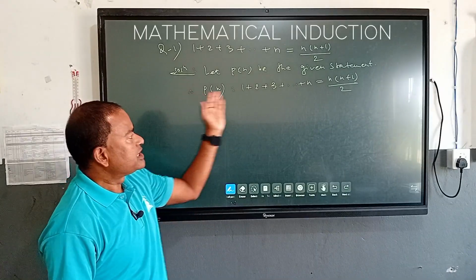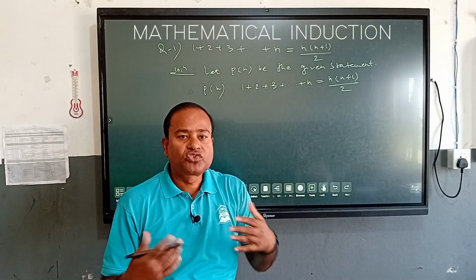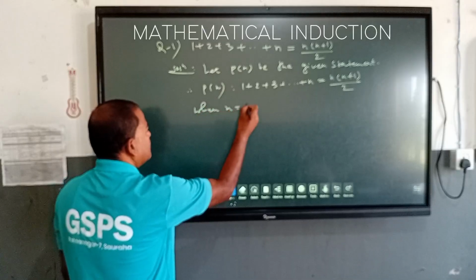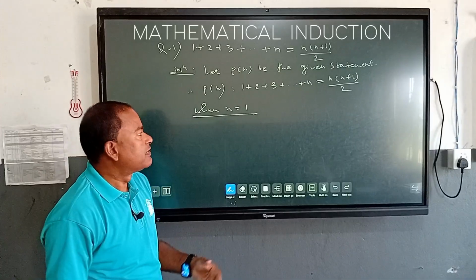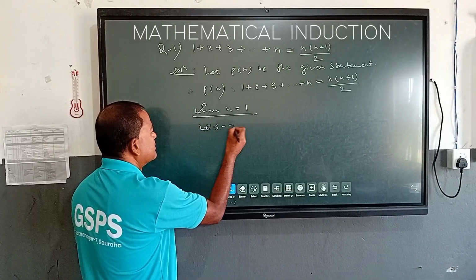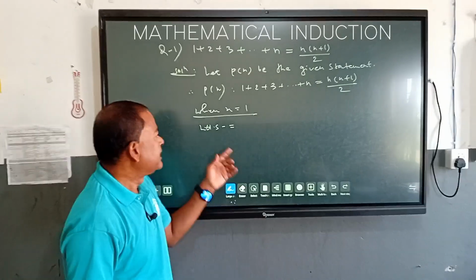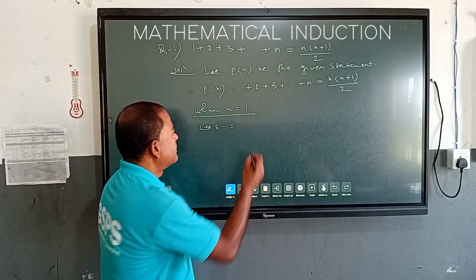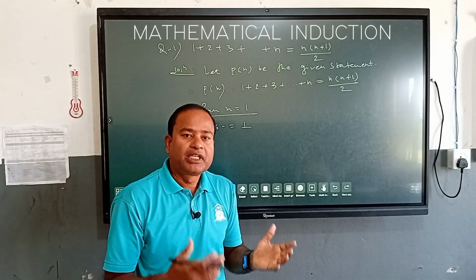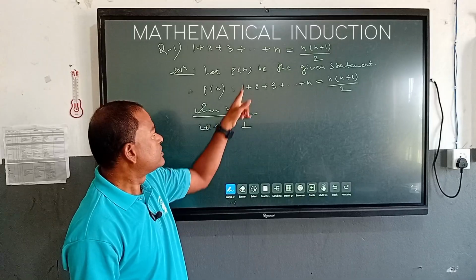Now, according to the principle of mathematical induction, at first we have to show that the given statement is true for n equals 1. Dear students, in the first step, we have to take the value of n equals 1. So when we take n equals 1, that means if the number of terms is 1, then in LHS we have just one term, which is equal to 1.